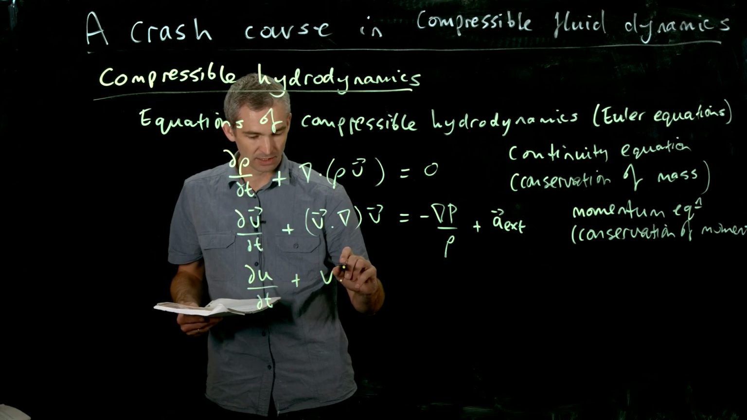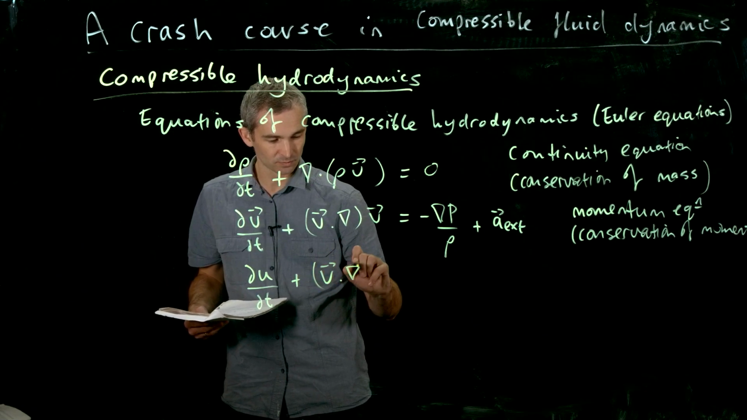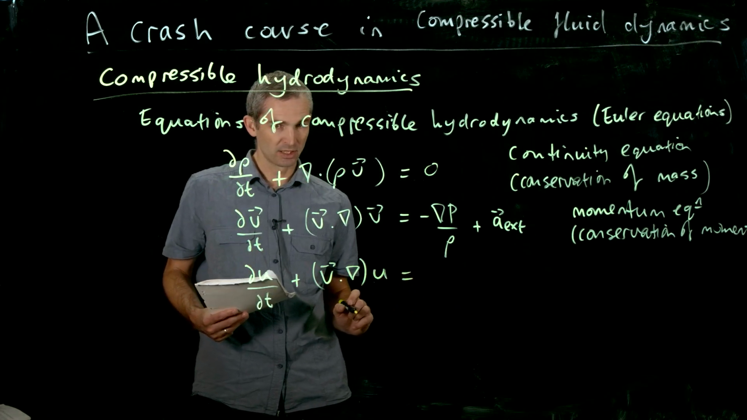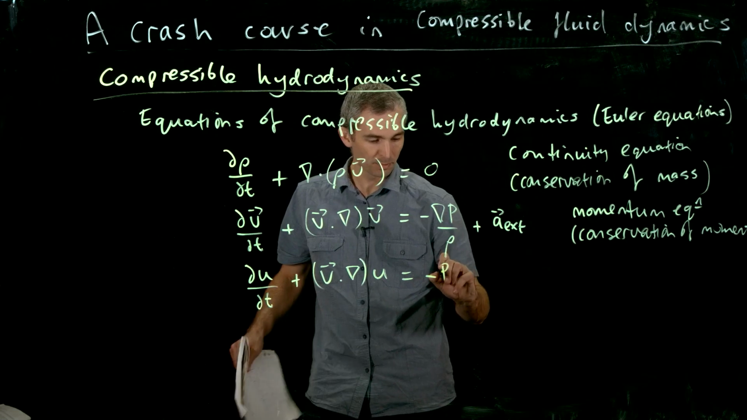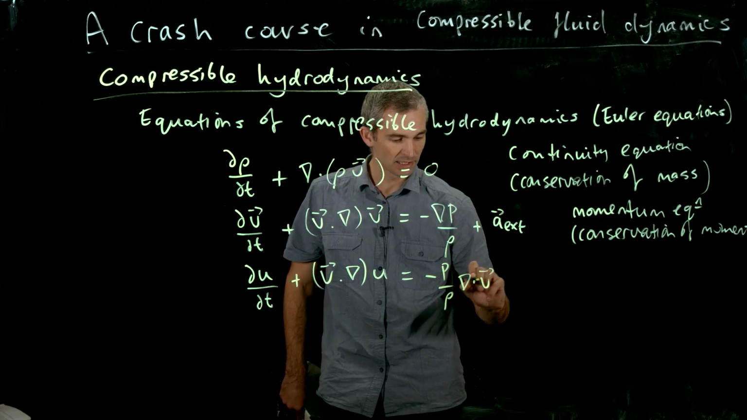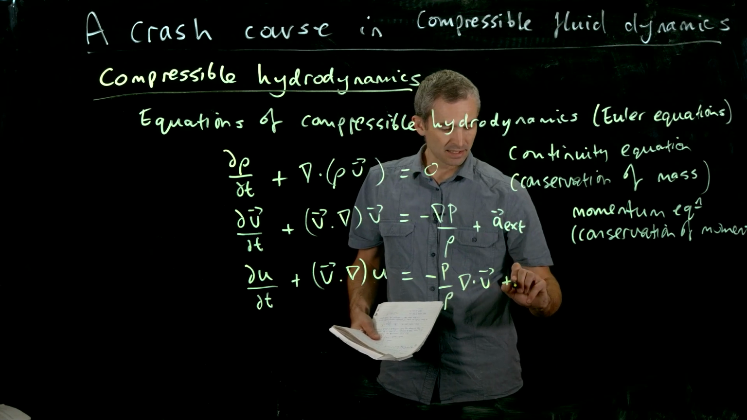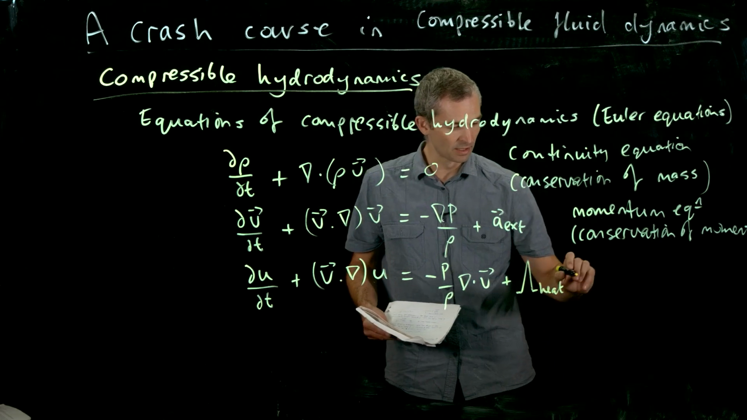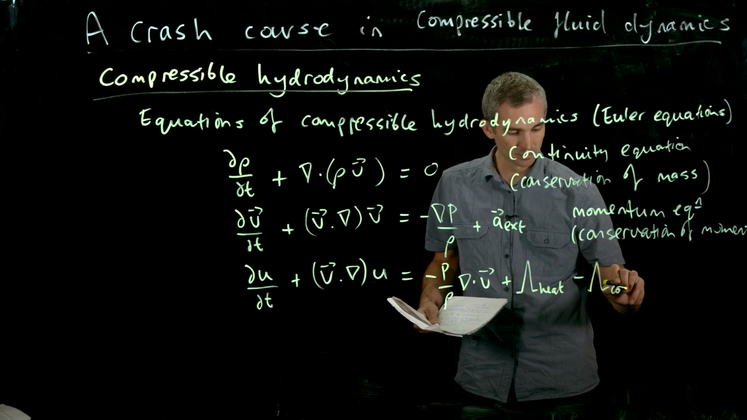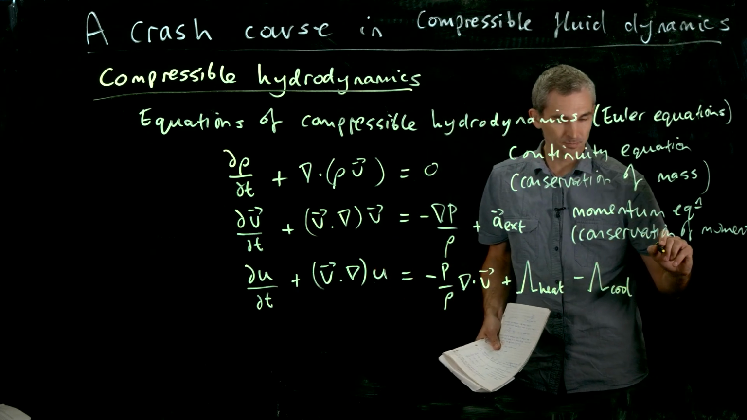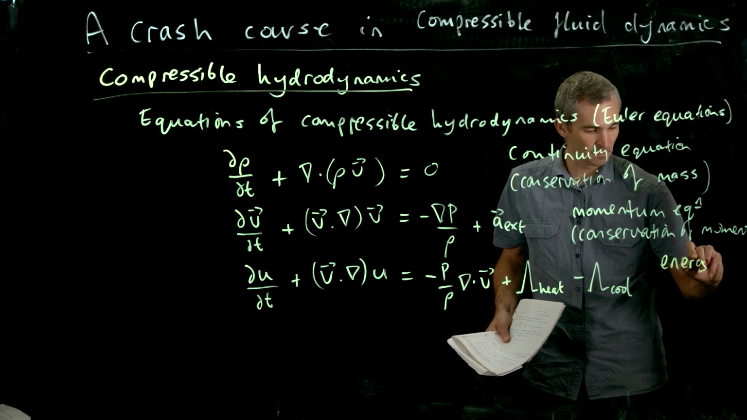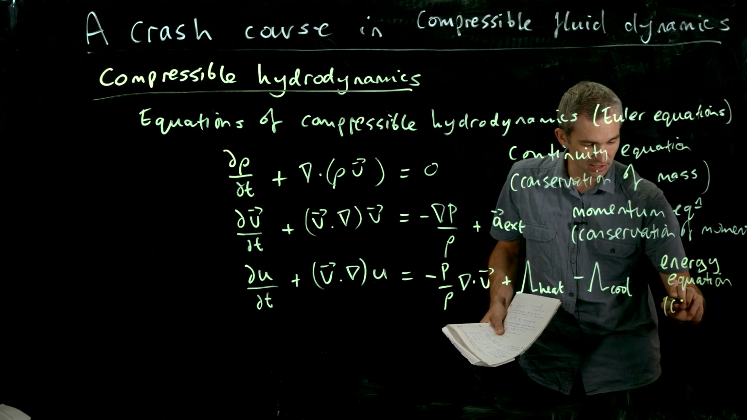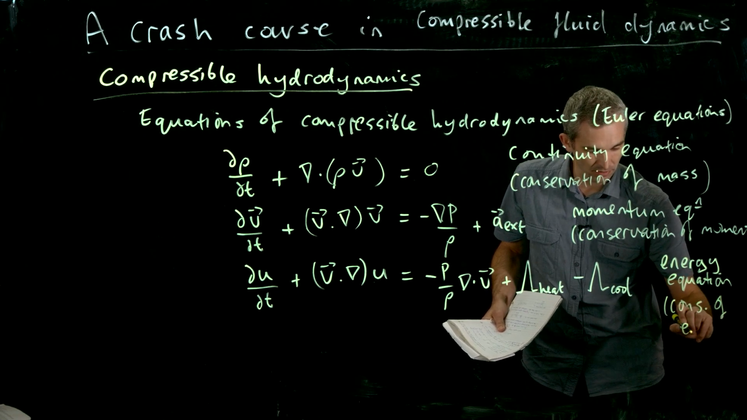So this is the internal energy per unit mass, or the thermal energy. And the equation for the internal energy per unit mass is du/dt plus v dot grad u equals minus p on rho times the divergence of the velocity, plus, well, heating and cooling terms. So you can think about that as a heating term minus lambda cool. So this is our energy equation. And it expresses conservation of energy.